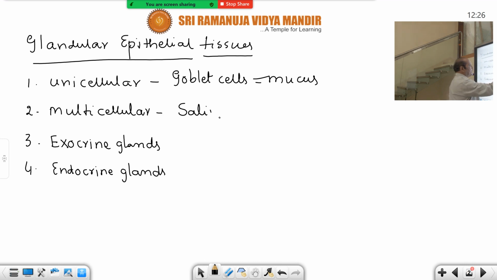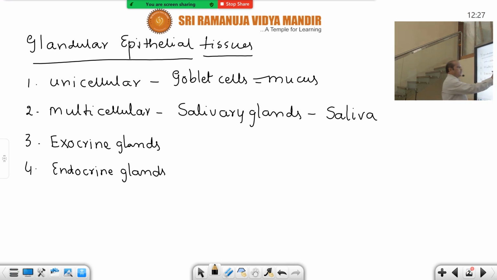Example, salivary glands secrete saliva. Not only salivary glands, pancreas, etc., they all come under the multicellular glands, because each salivary gland is made up of special cells called zymogen cells. In the same way, pancreatic tissue is made up of acinar cells, many cells. That's why these are multicellular glands. Salivary glands secrete the secretion called saliva.